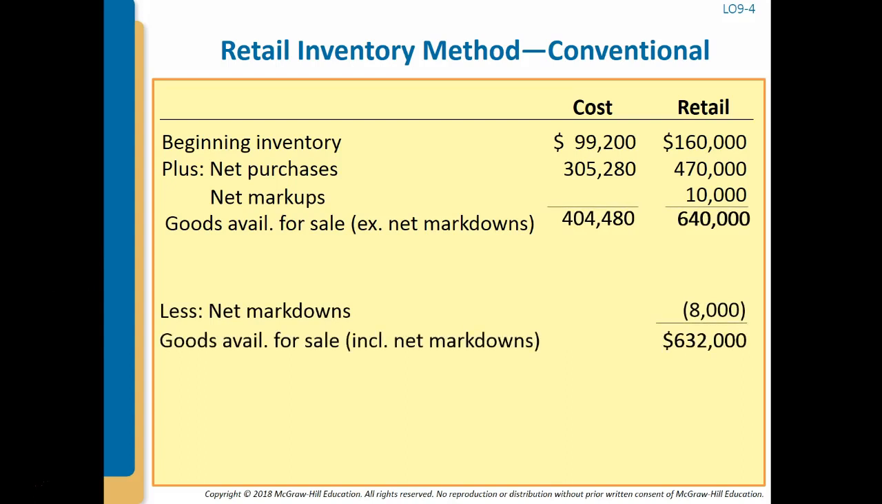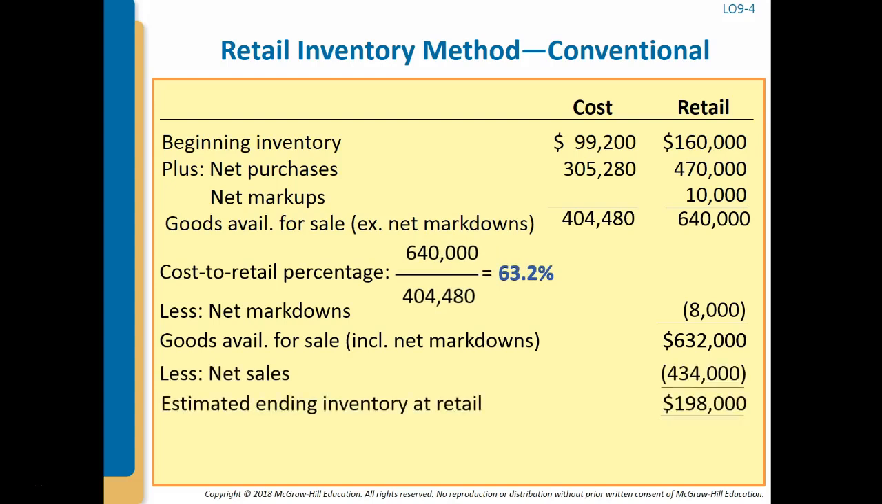Recall from our discussion earlier in the chapter that companies using the retail inventory method report inventory in the balance sheet at the lower of cost or market. Fortunately, we can apply the retail inventory method in such a way that the lower of average cost or market is approximated. This method is often referred to as the conventional retail method. We apply the method by excluding markdowns from the calculation of a cost to retail percentage. Markdowns still are subtracted in the retail column, but only after the percentage is calculated.